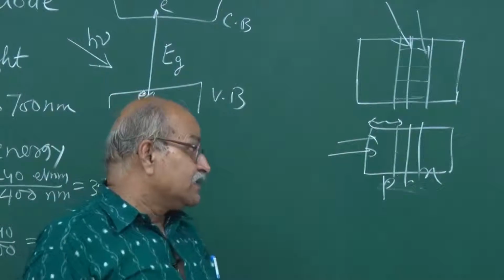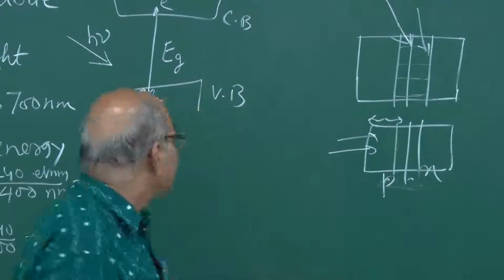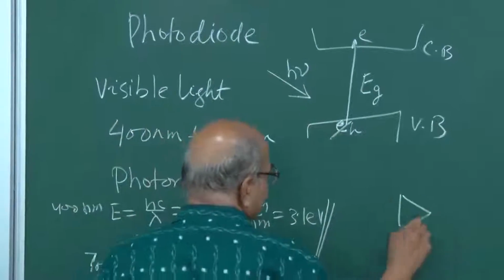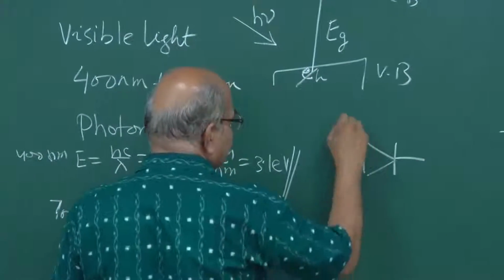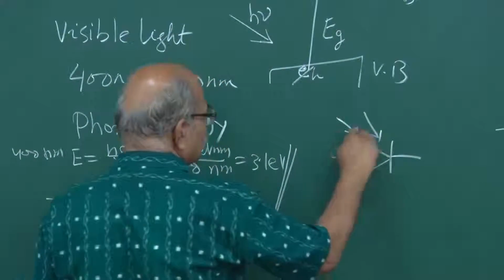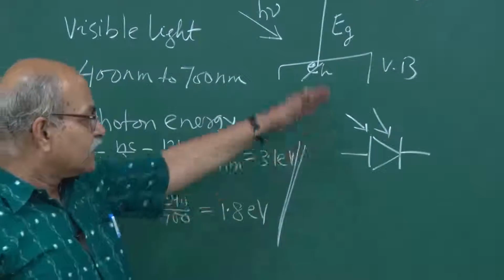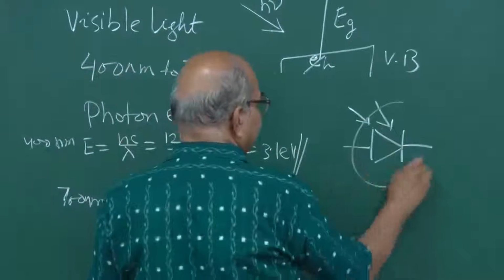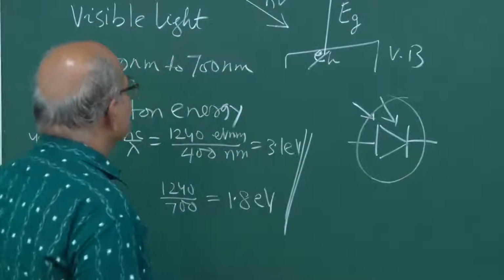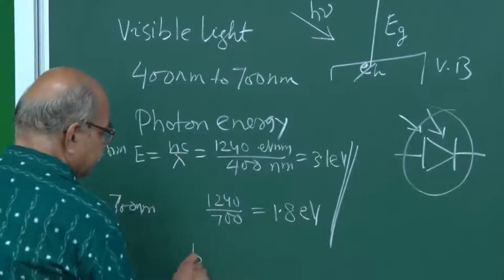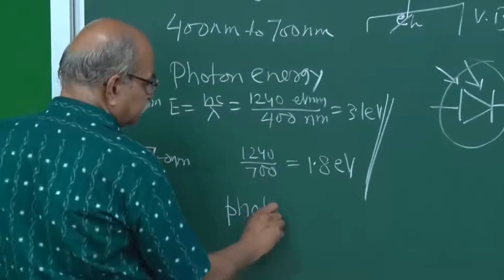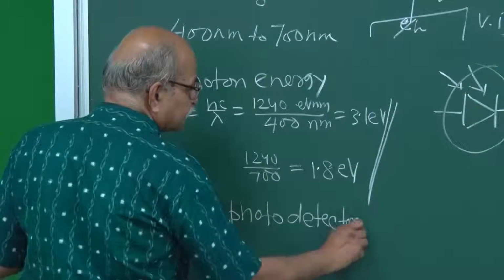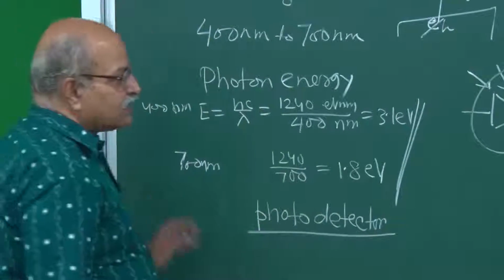And how it is used, okay, its symbol will be a normal diode and then two arrows. These two arrows represent that light is falling on this, so it is a photodiode. Okay? And this is used as a photodetector. And how do we use that?